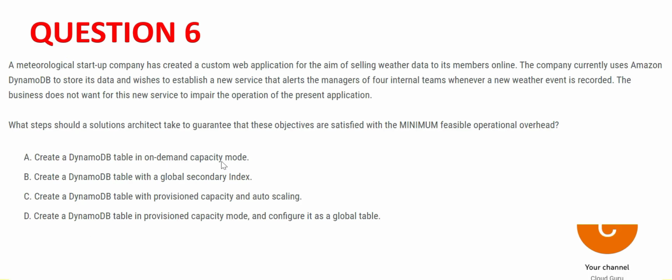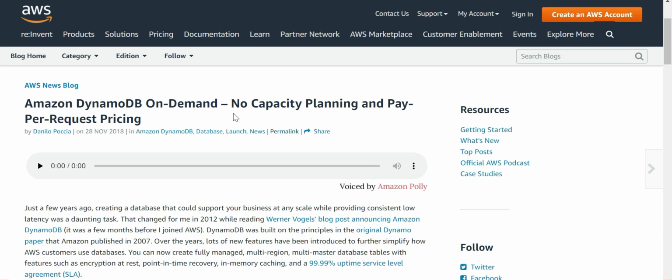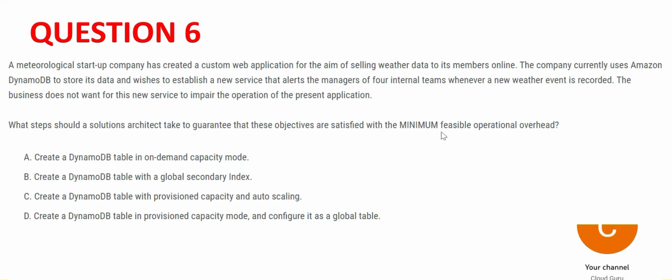So on-demand capacity mode will work the best here because it will scale up and scale down whenever it is required. It's basically on demand. What on demand does is you do not need to do any capacity planning. It will be charged on pay per request. Okay, you remember this one, minimum feasible operational overhead. This is what on demand is: just one setting and it is minimum operational overhead. So A is my answer, but let's look at other options.